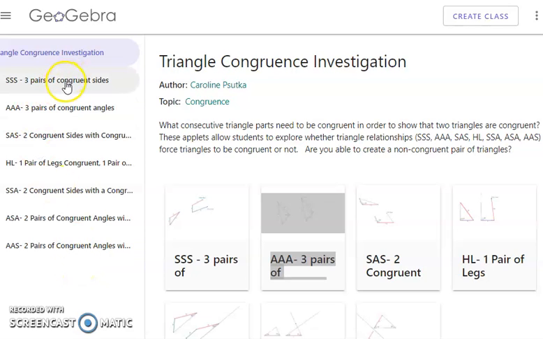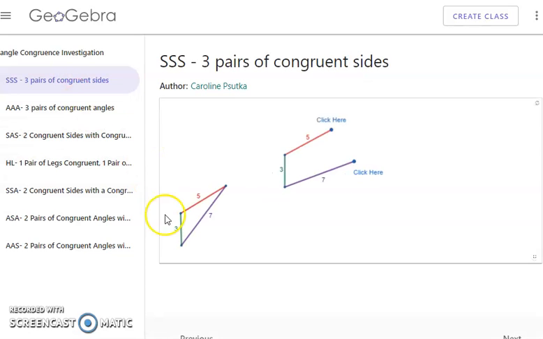Let's start with side, side, side. So what they gave us is 3 sides on this triangle and the same 3 sides on this triangle. And we're going to see if that guarantees that we end up with the same triangle. So we're going to put these together and see if we end up with the same triangle. It looks pretty good. It looks like we ended up with the same triangle, but let's see if we can mess it up at all.